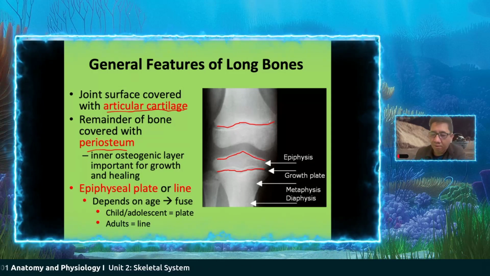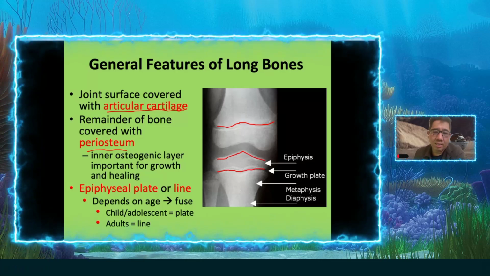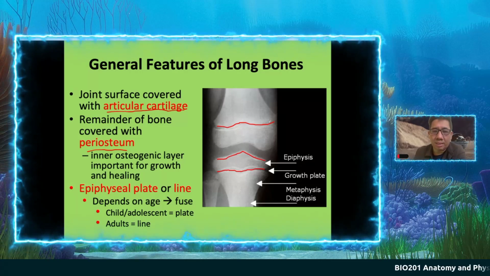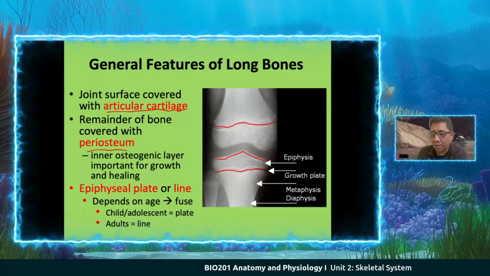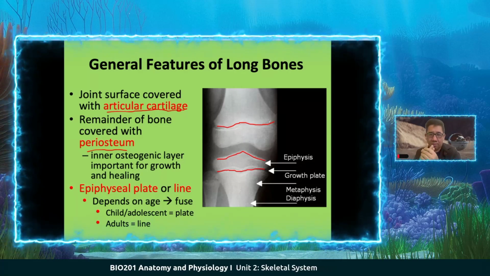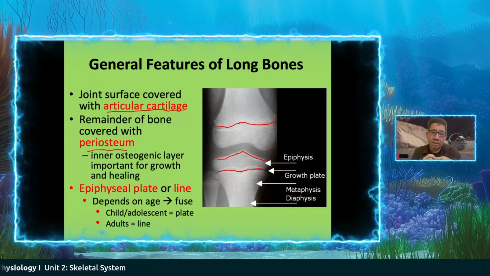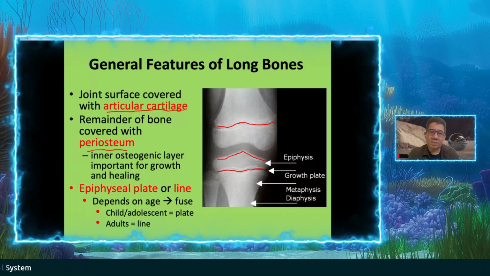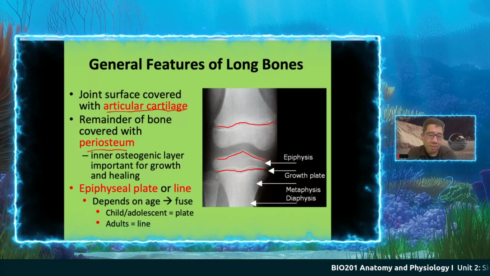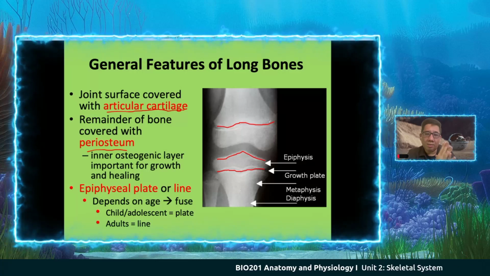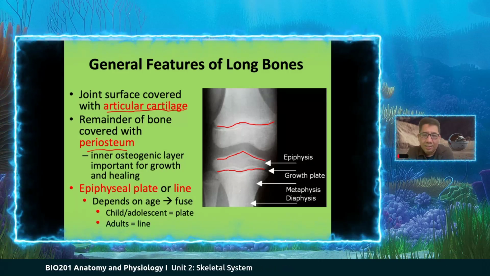So the line refers to the adult, and then the plate refers to when you were a kid. So that means you're still going to have more growth. Some people, when they're younger, each long bone, including your fingers, are long bones. Let's say you injure your finger and you actually break your epiphyseal plate. So that bone will be shorter than the rest because it cannot grow anymore. So it becomes from the plate to a line.